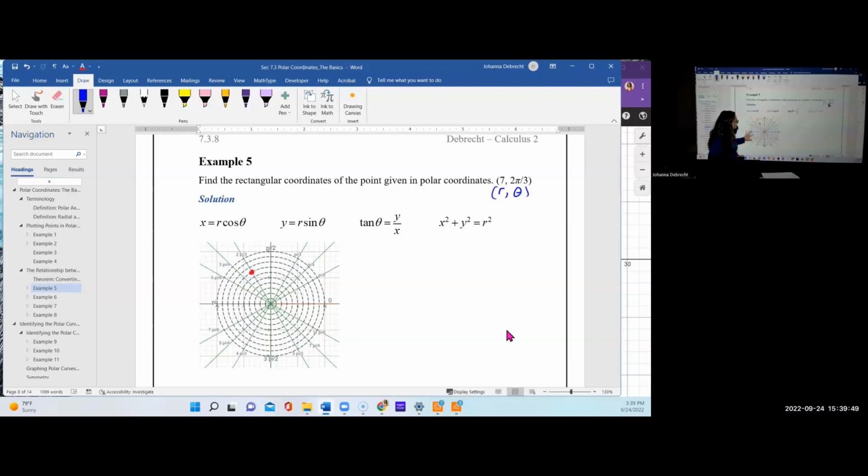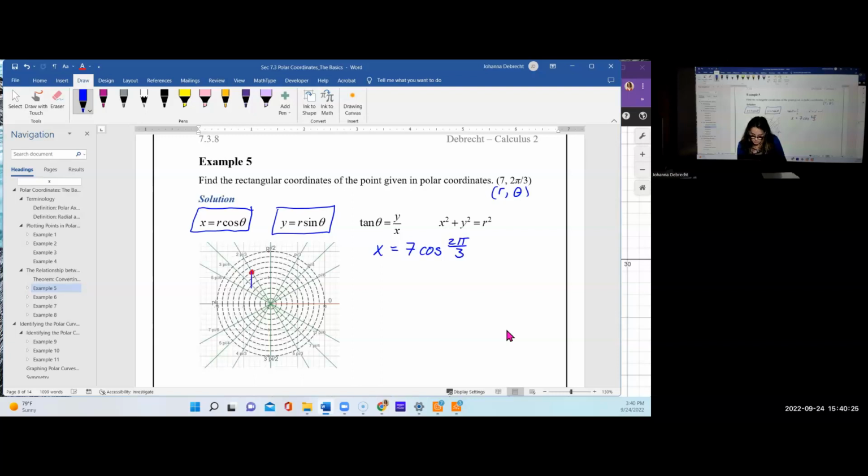I can tell just by looking at the rectangular that it must have a negative x coordinate and a positive y coordinate. I can even estimate that x is somewhere between -3 and -4 and y is very close to 6. But I want an exact value for it. So how am I going to get the exact value? I'm going to use this equation right here and this equation right here to get the exact values of x and y. So x is equal to 7 times the cosine of 2 pi over 3.